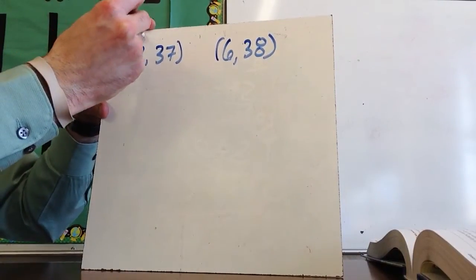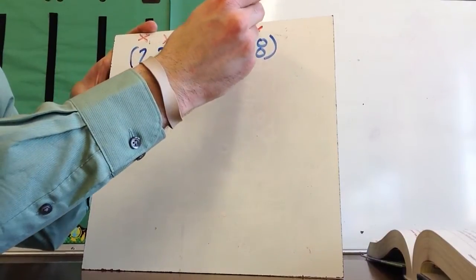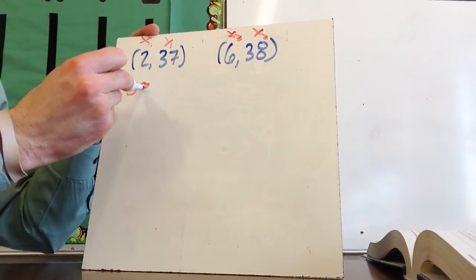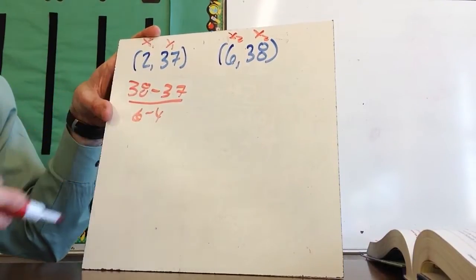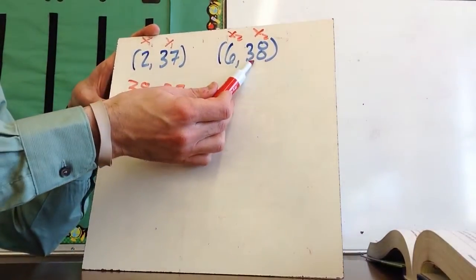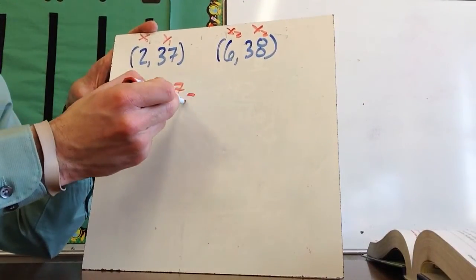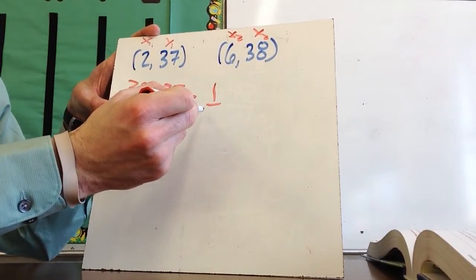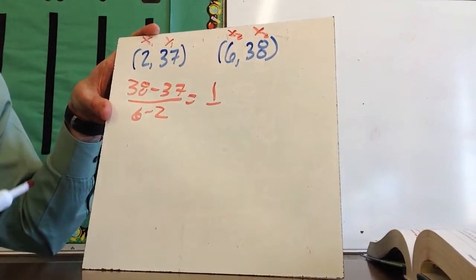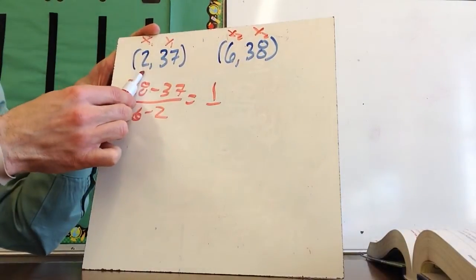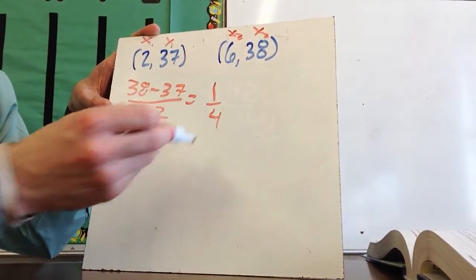So I'm going to go x1, y1, x2, y2. And so this becomes 38 minus 37 over 6 minus 4. Y2 minus y1 over x2 minus x1 gets me to here. Now this is 1 over 4. I was already doing the math in my head, my fault. 6 minus 2, right? X2 minus x1, I'm sorry about that. So then this becomes 1 over 4.